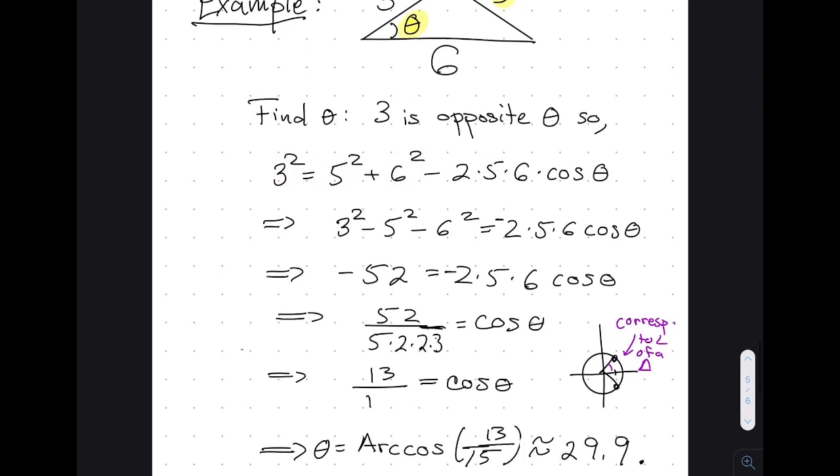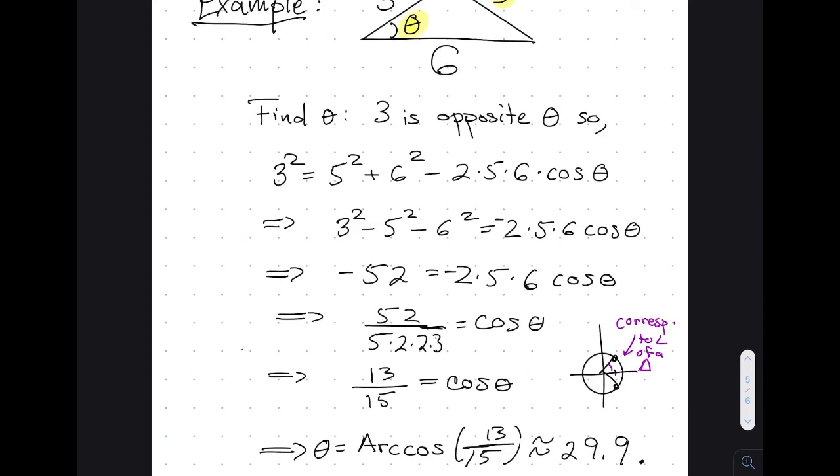Now we subtract the 5 squared and 6 squared. We simplify the left-hand side. We divide by negative 2 times 5 times 6, and the negative will cancel, giving you a positive 13 over 15. So that's equal to cosine.